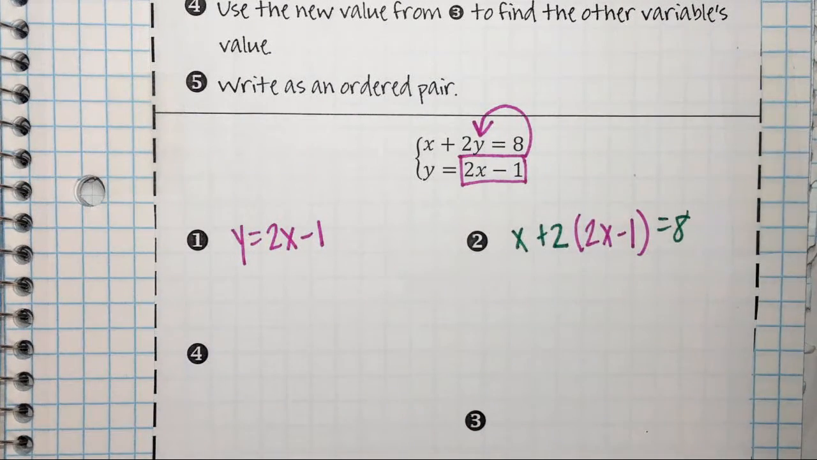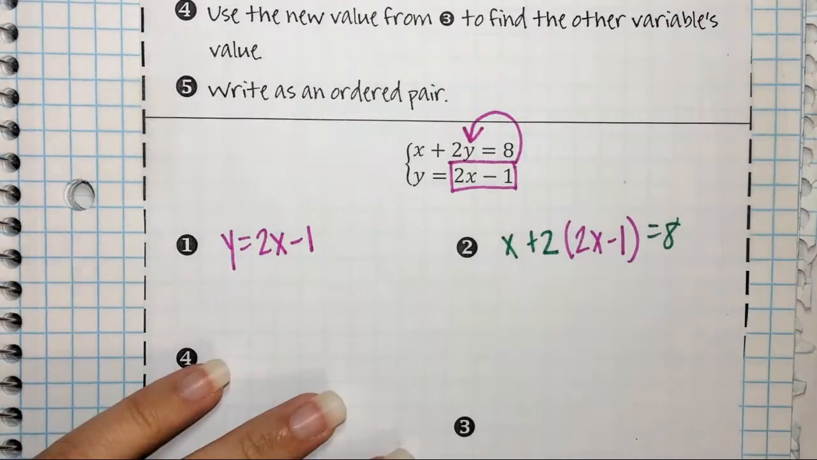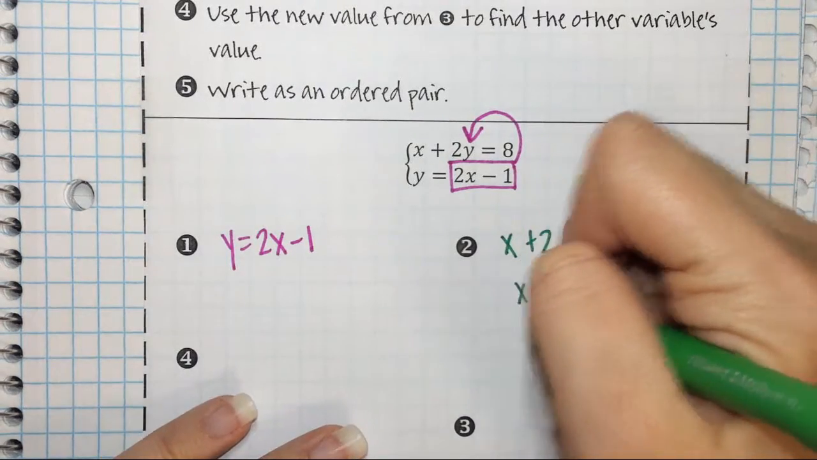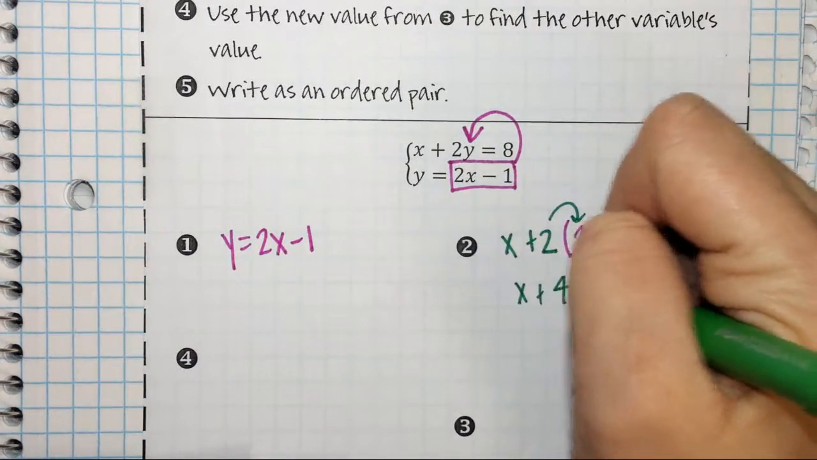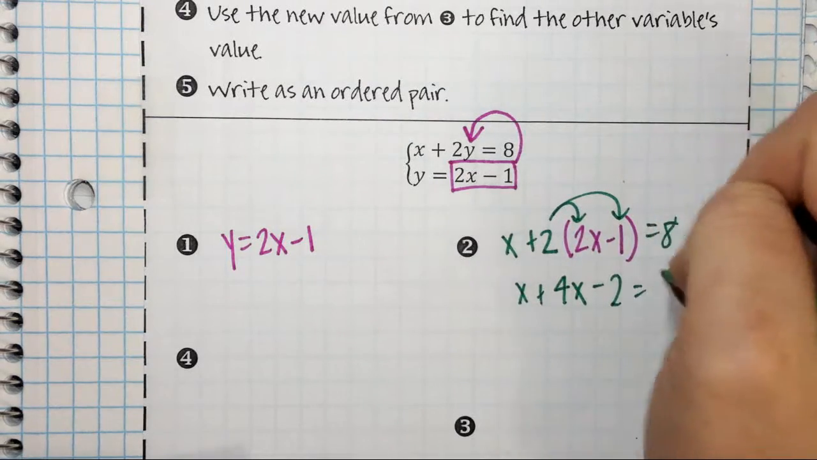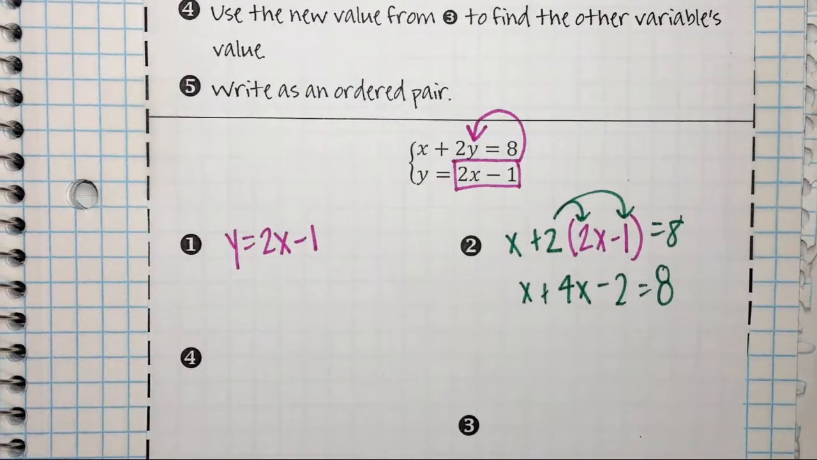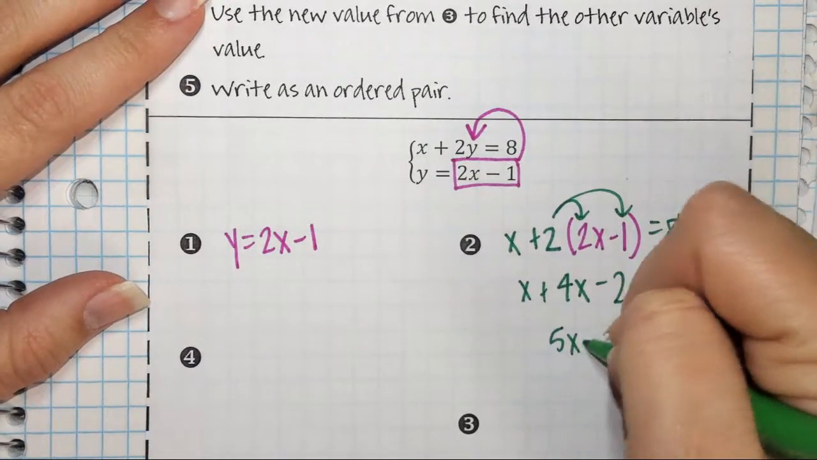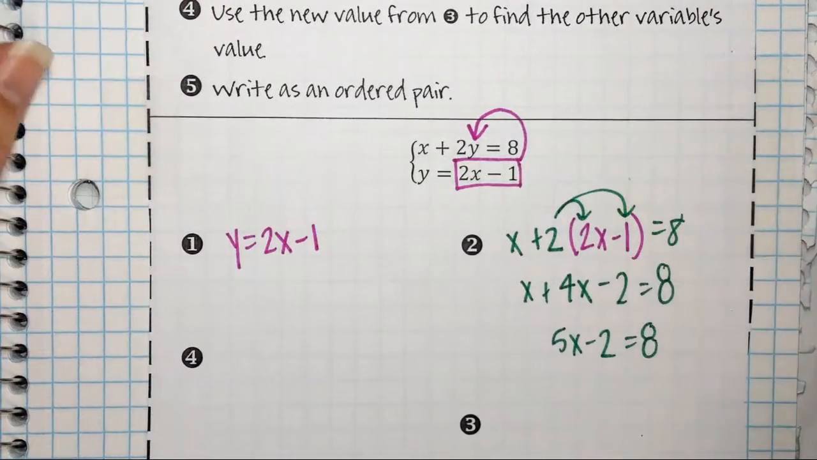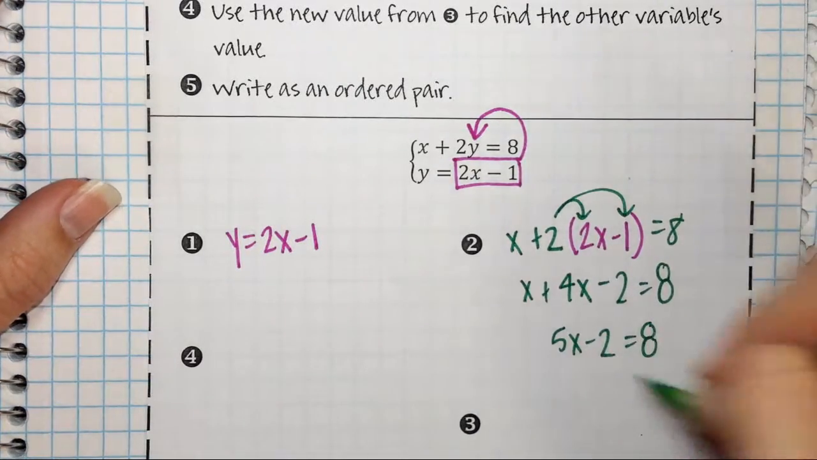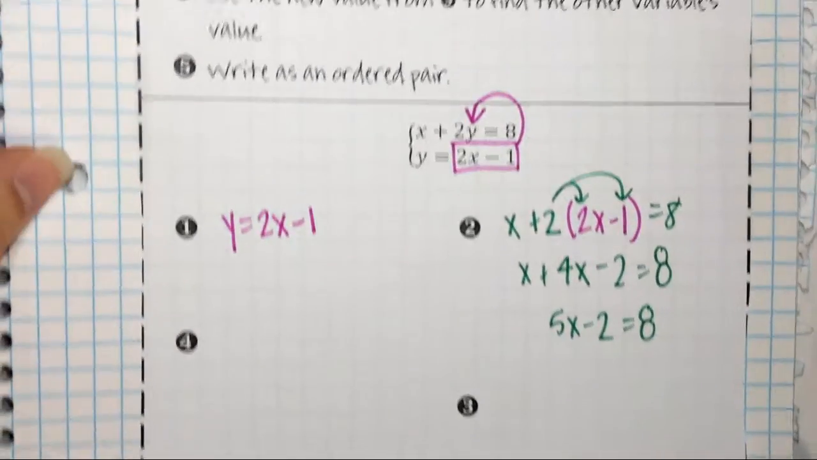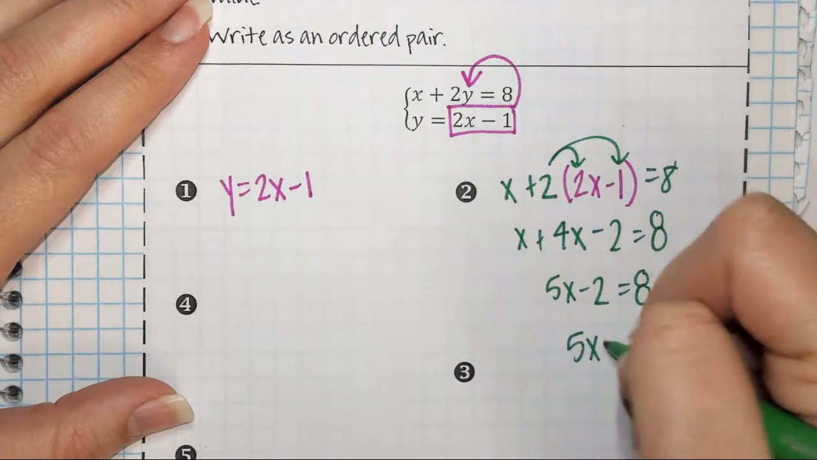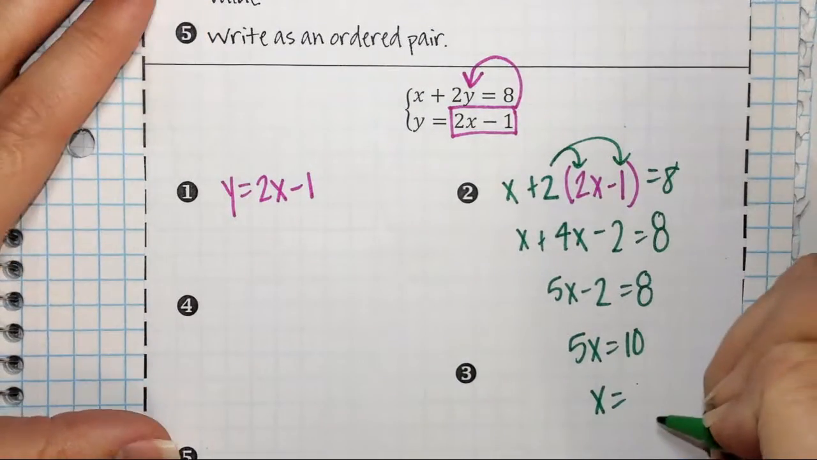Now, how would we solve it from there? Great. You would apply 2 to 2x and 2 to negative 1. Good. Take a point. So we would distribute. 2 to 2x gives us 4x. 2 to negative 1 gives us minus 2. And then what do we do? You combine my terms. Good. And you get 5x minus 2 equals 8. And what do I do now? Add 2. Awesome. 5x equals 10. So what does x equal? 2.